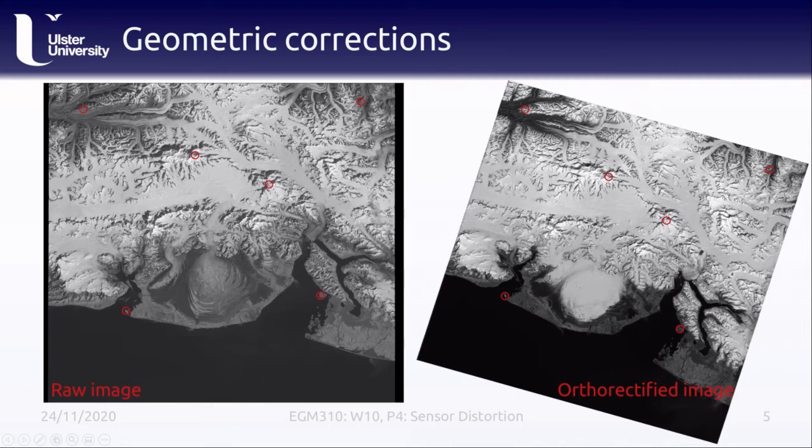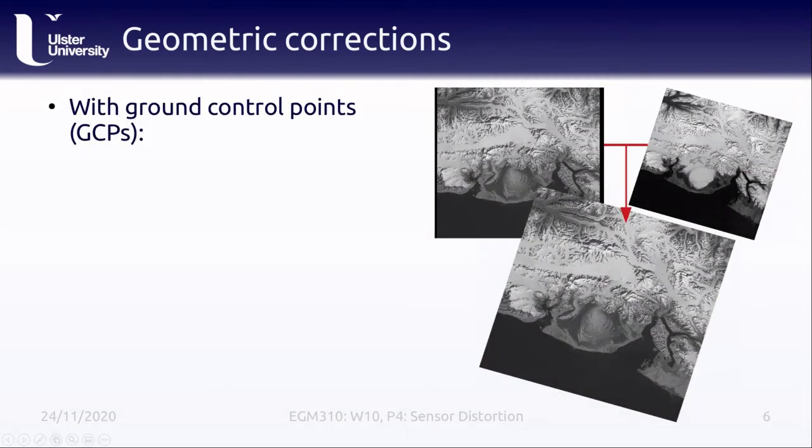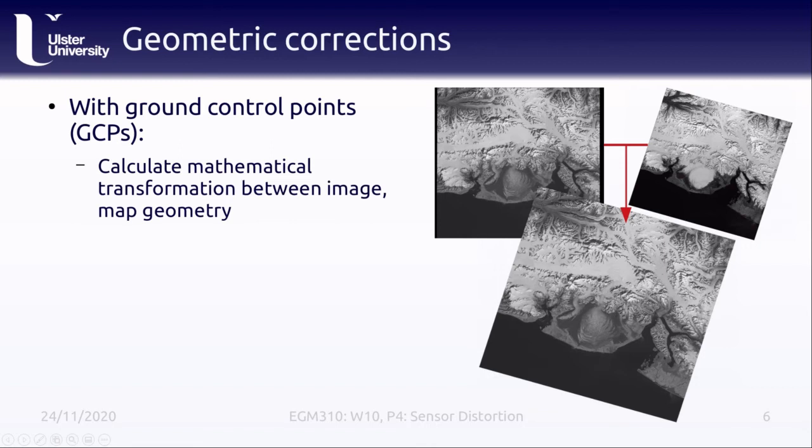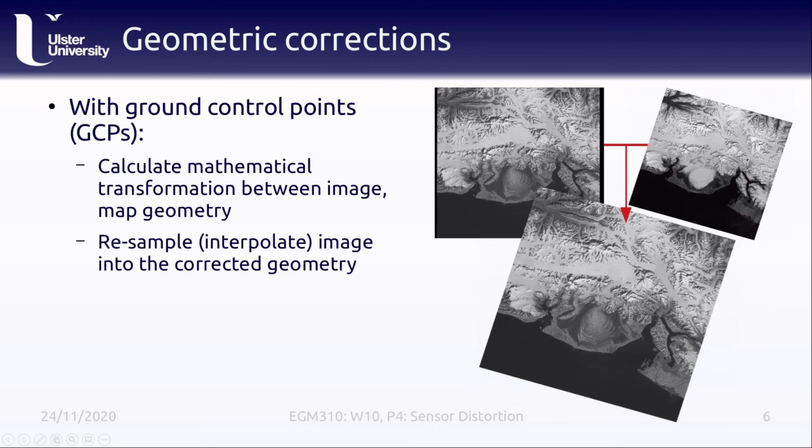of elevations. With our GCPs, we can calculate a mathematical transformation between the image and the map geometry. We can then resample or interpolate the image into the corrected geometry. What kind of algorithm we use for the resampling will depend on the kind of data that we're using. The textbook chapters listed at the end of the lesson provide more information about some of the common interpolation algorithms used. I won't go into detail on them here.